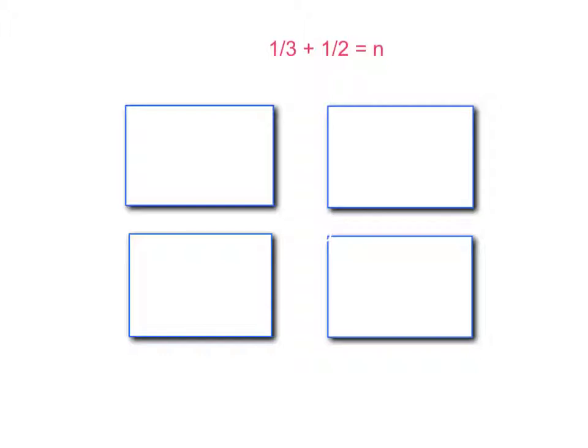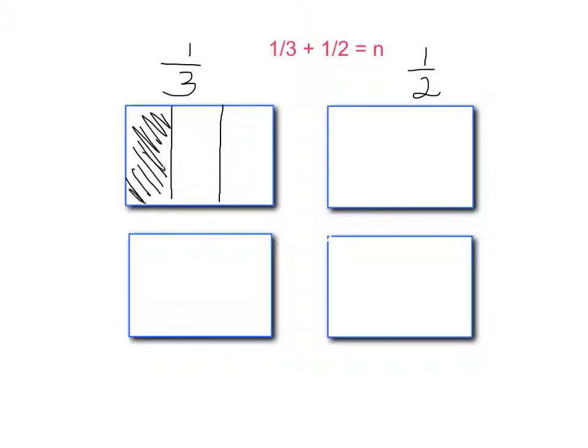The first rectangle is going to represent 1/3. The second rectangle is going to represent 1/2. So I'm going to shade in 1/3 in my first rectangle. And then going the other direction horizontally, I'm going to shade in 1/2, 1 out of 2 parts.